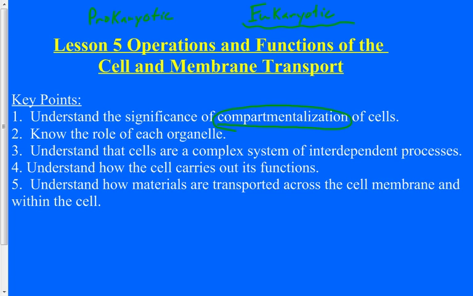Eukaryotic organisms are the ones that have cells like ours. They have organelles inside that have their own membranes that separate them from the rest of the cell. Those kinds of cells are far more efficient. They have compartmentalization. There are little compartments within the cell. Each of the organelles is its own separate compartment. And there are advantages to that.